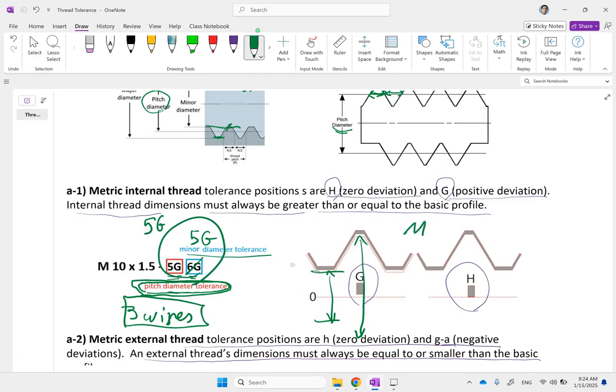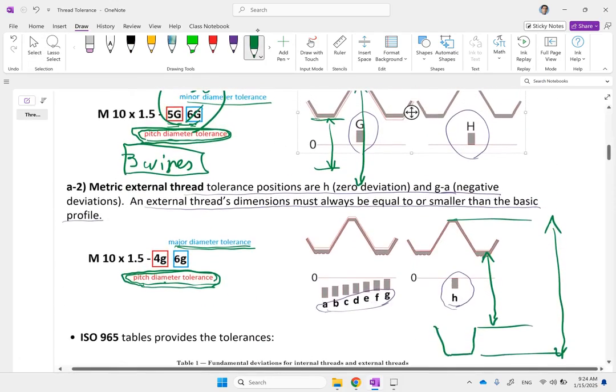So if you see something like M10 times 1.5-5G, what does it mean? It means for internal, the minor diameter is 5G. Also the pitch diameter is 5G. They are both the same. I'm not going to show it twice.